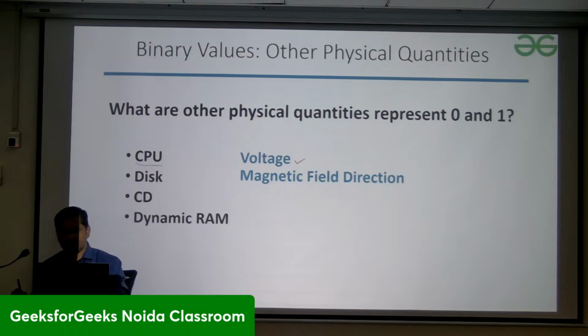And CD, compact disc, again the same thing. Surface has a layer of something, and whenever rays fall over that, it will simply read whether there is 0 or 1. There is bits or lights.